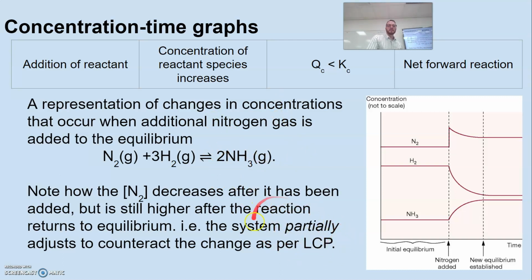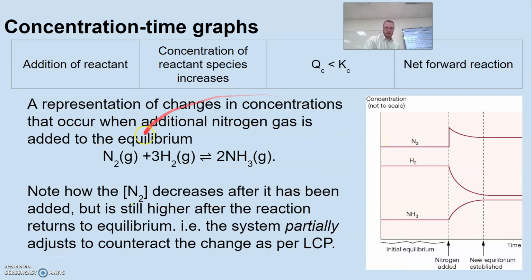Remember that there's this key word in the wording of Le Chatelier's principle talking about the partial adjustment to oppose the change. Yeah? So a change happens to the system, it partially adjusts to bring the system back to equilibrium. I highlight that particularly for concentration time graphs. So let's take this example.